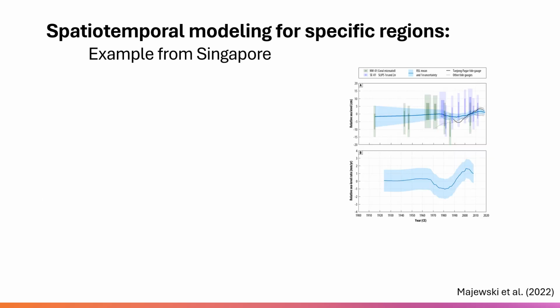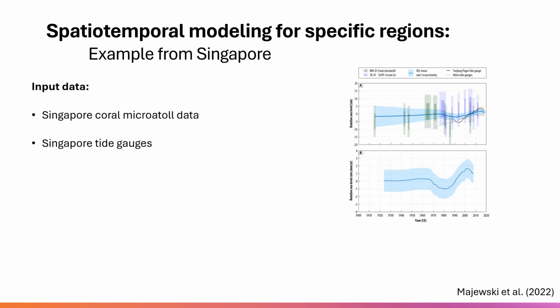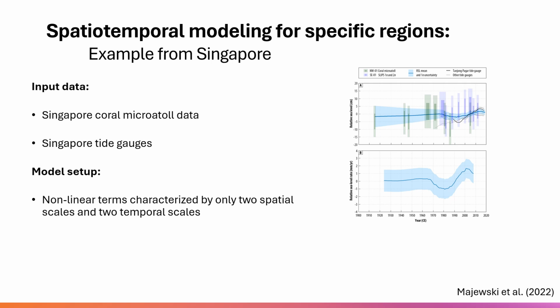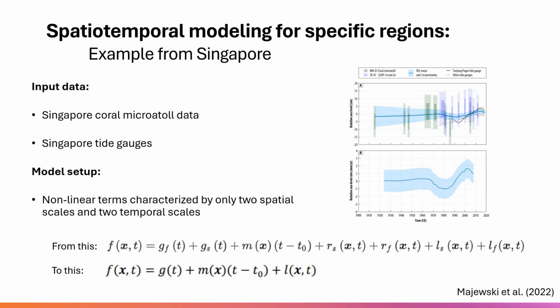As another example, using this model just for data from Singapore, in this case, we just use coral micro-atoll data from Singapore as well as tide gauges from Singapore. In this case, with this particular data set, the best model fit was to use 2 spatial scales and 2 temporal scales. So again, we're using a different equation to model the relative sea level field in that process level of the spatiotemporal model. And then as the figure shows in blue, that's our spatiotemporal model predictions using this coral micro-atoll and Singapore tide gauges as the only input data.